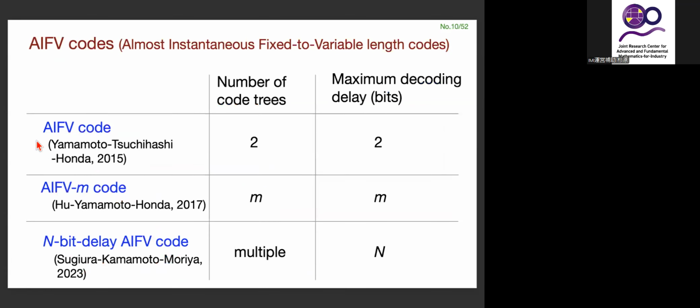The AIFV code that we proposed in 2015 uses two code trees and 2-bit maximum decoding delay. And the AIFV code we proposed in 2017 uses m code trees and m-bit maximum decoding delay. Last year, Sugiura, Kamamoto and Moriya proposed N-bit delay AIFV code. That code uses N-bit maximum decoding delay with multiple code trees.